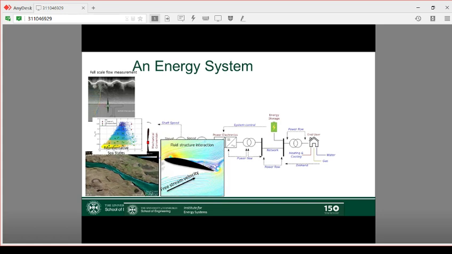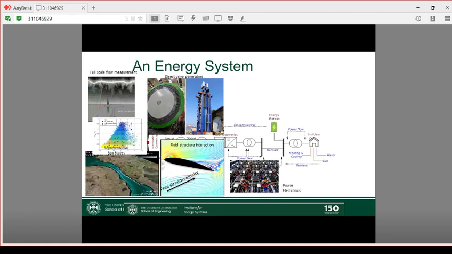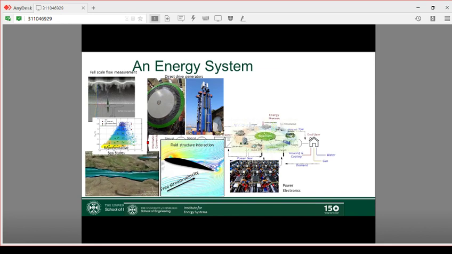This is actually PIV measurements. We build electrical machines, so this is a 1 megawatt direct drive rotary machine and a linear machine. We work on power electronics because you have to understand how these machines will interface with the grid. We look at how that grid behaves in a smart way.